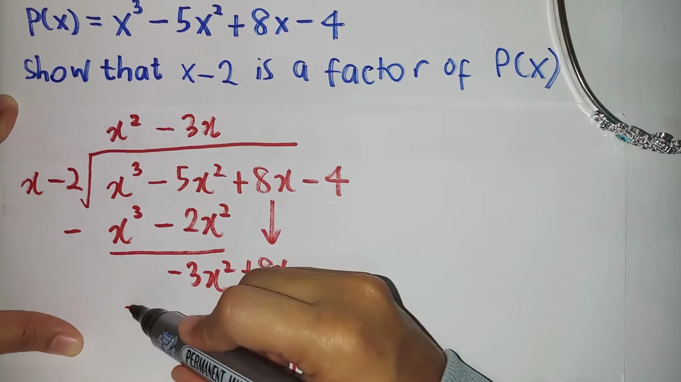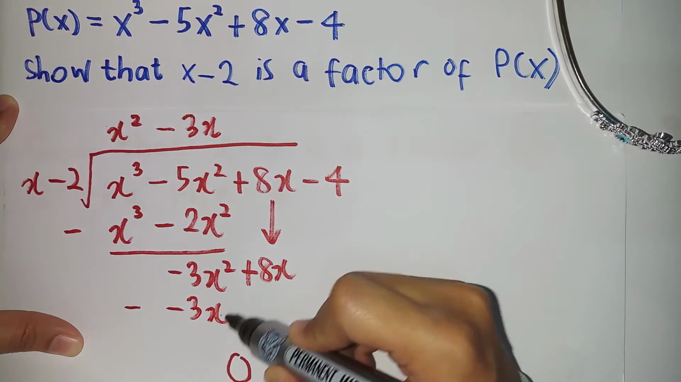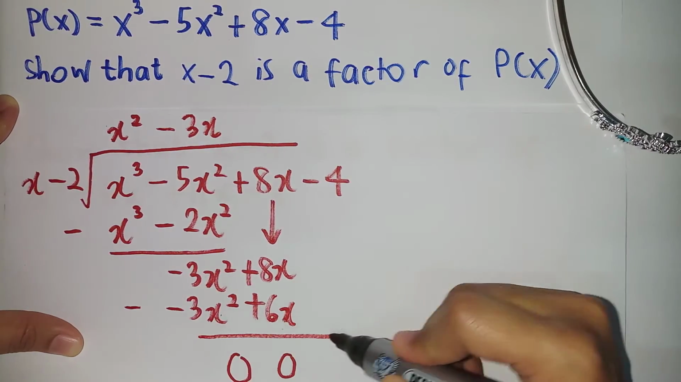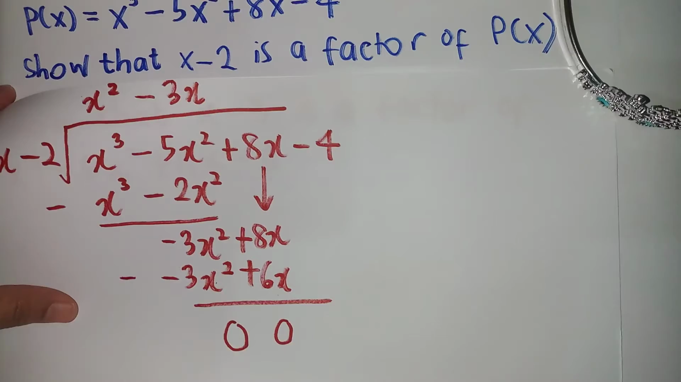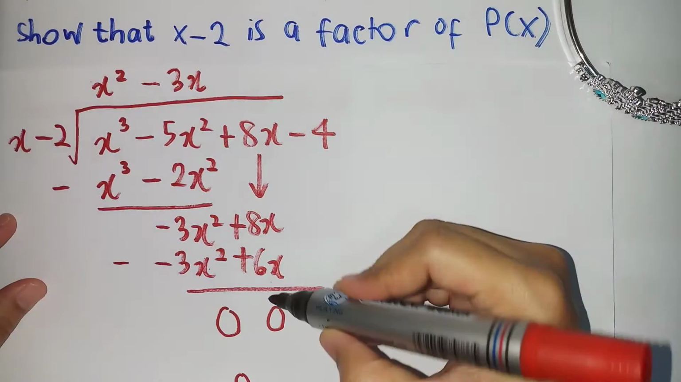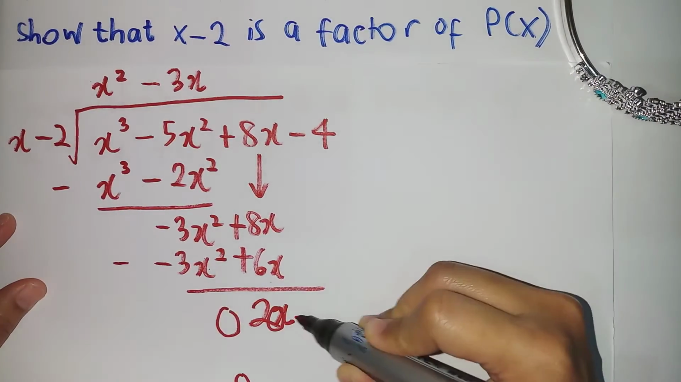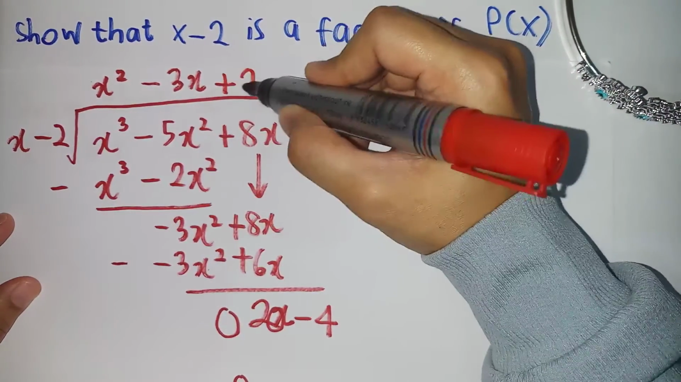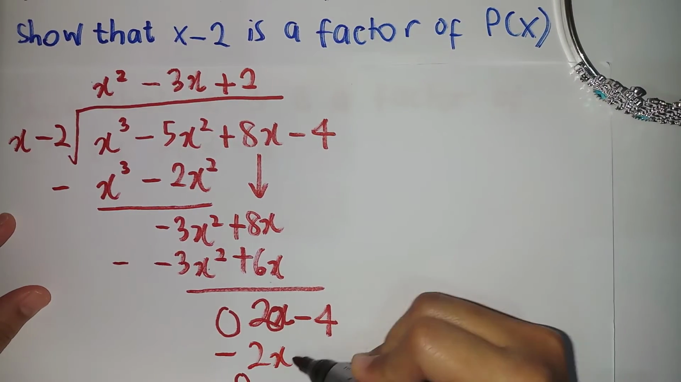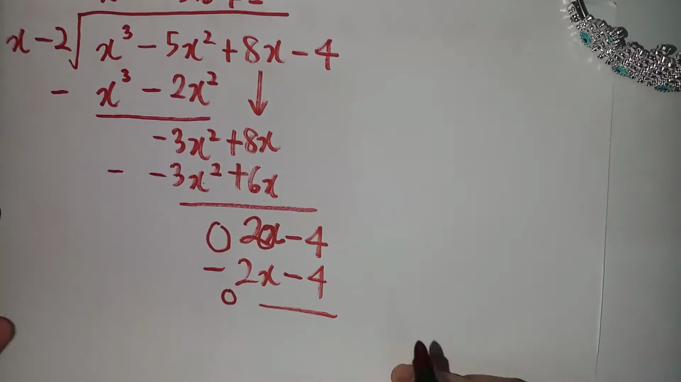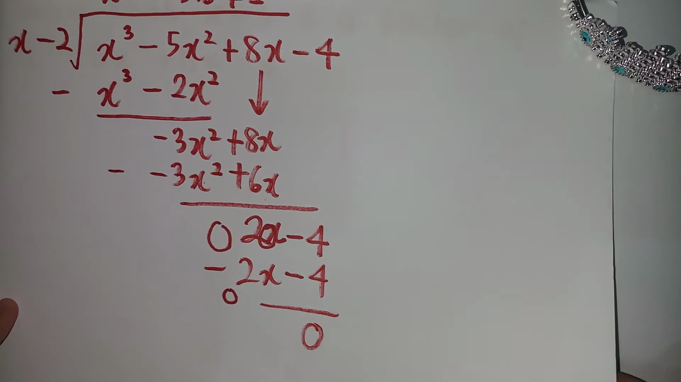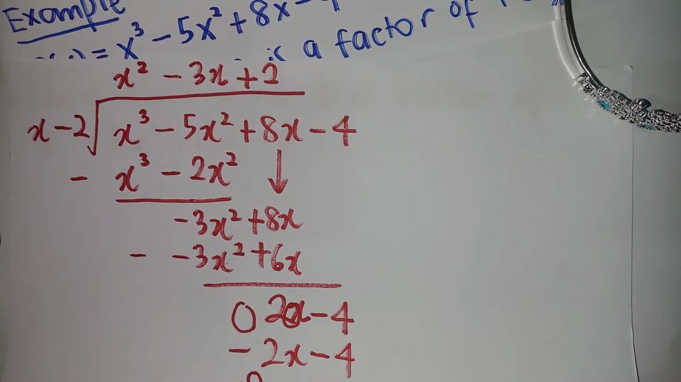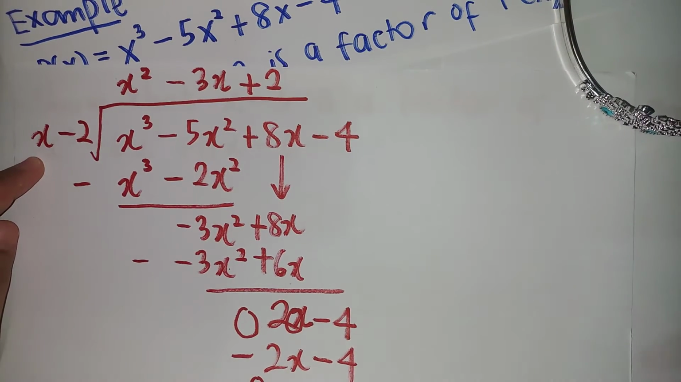Then minus 3x squared plus 6x. Then you go down a bit, so you will get here 2x minus 4. 2x divided by x, you should get plus 2, minus 2x minus 4. So you will end up with 0. So when you do the long division method and your final answer down here is 0, it means x minus 2 is a factor.